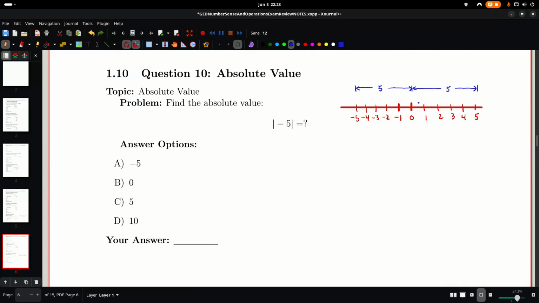It's the distance from the number to 0 on the number line. So the absolute value of negative 5 is just 5, because that's the distance from negative 5 to 0 on the number line.